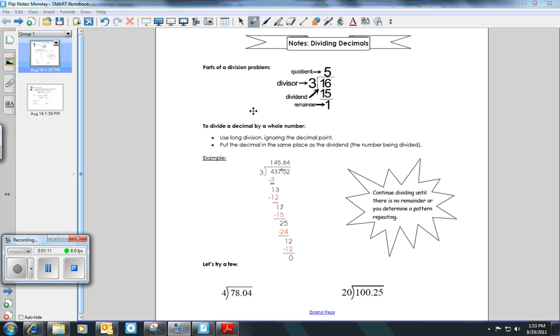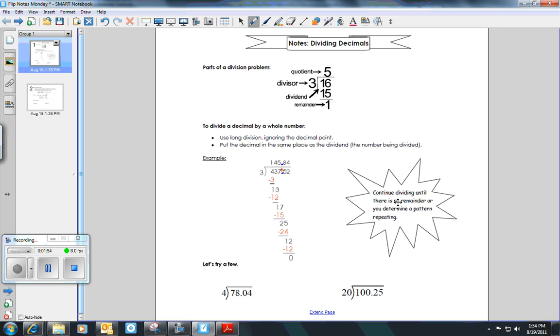When we have a decimal inside the division sign and a whole number outside the division sign, we're just going to go ahead and divide like we normally would and take the decimal point, which is here in this problem, and move it straight up. Okay, so if you have a whole number that you're dividing by, your decimal point on the inside will move straight up into the answer. And you're going to divide out and pretend that that decimal is not even there. So in this example, after we're done dividing, we end up with 145 and 84 hundredths.